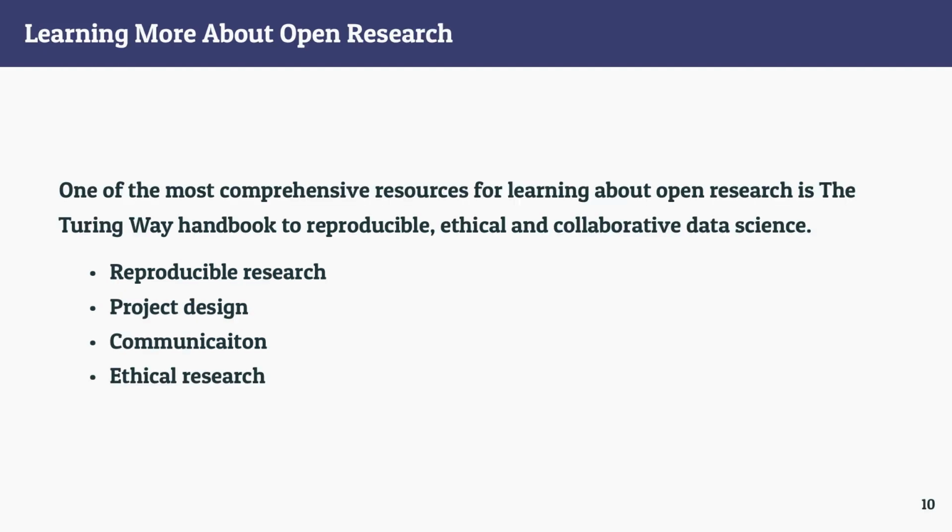The Turing Way Handbook to Reproducible, Ethical and Collaborative Data Science is one of the most comprehensive resources for learning about open research. It includes guides to reproducible research, project design, communicating and ethical research. This handbook itself is the result of an open collaboration across a sizable community and published as open source software in a public repository on GitHub.